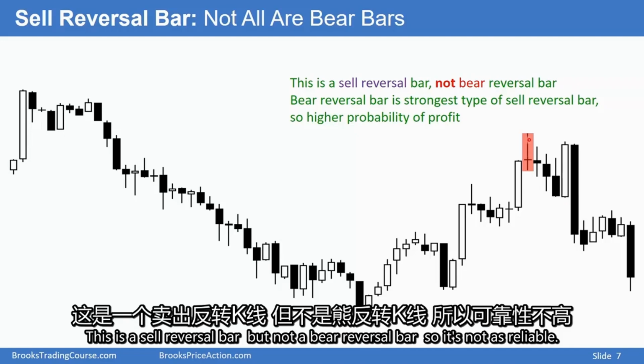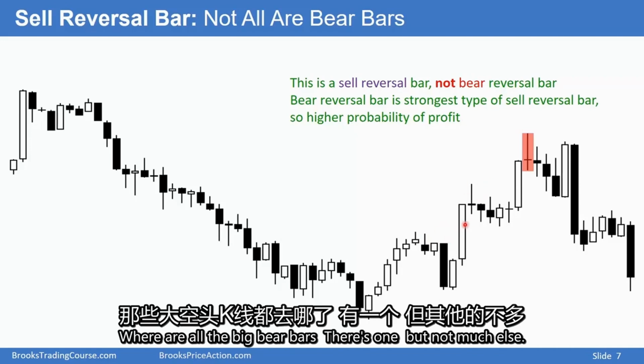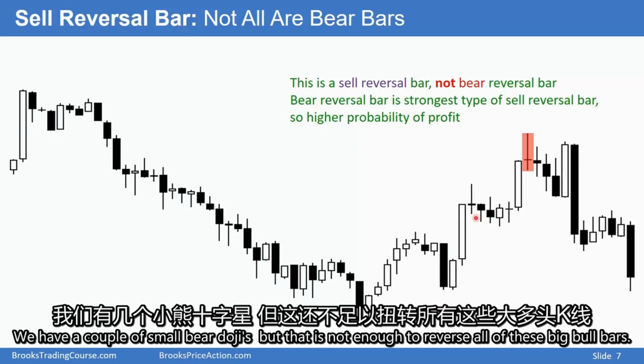This is a sell reversal bar, but not a bear reversal bar. So it's not as reliable. And again, very little selling pressure on the way up. Where are all the big bear bars? There's one, but not much else. We have a couple small bear dojis, but that is not enough to reverse all of these big bull bars.